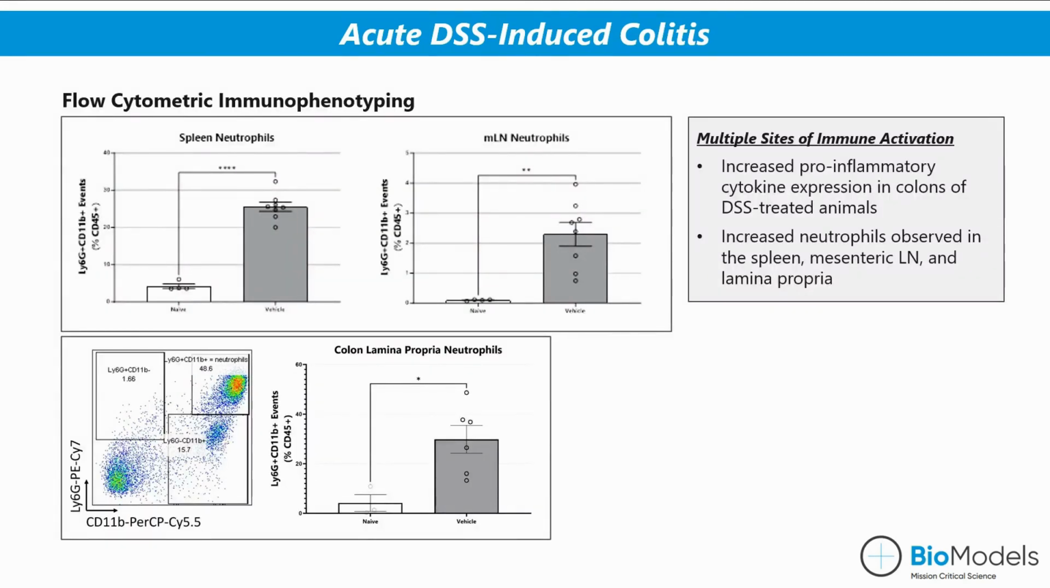As I mentioned before, we do have a full in vitro lab and are able to analyze cell types and subsets of cells via flow cytometry in various tissues. In the acute model of DSS, disease induction results in a significant increase in neutrophils in the spleen, mesenteric lymph nodes, and in the colon lamina propria. Taken together with the colon cytokine data, DSS colitis induction results in multiple sites of immune activation.